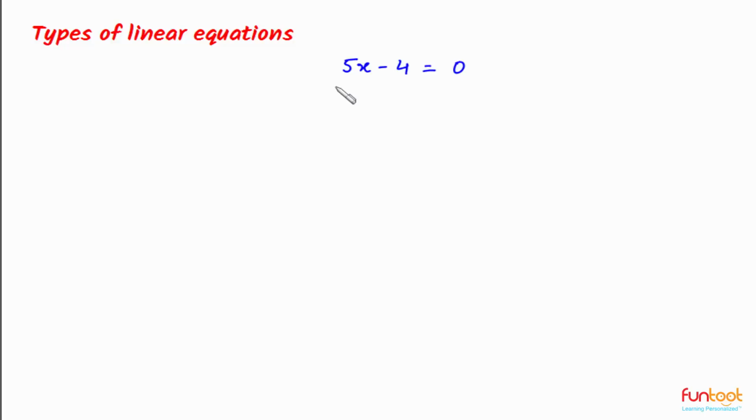We can see one more equation, 3x minus 2y minus 2 is equal to 0. In this equation also degree is 1. So this is also linear. But can you tell the difference between the two equations?